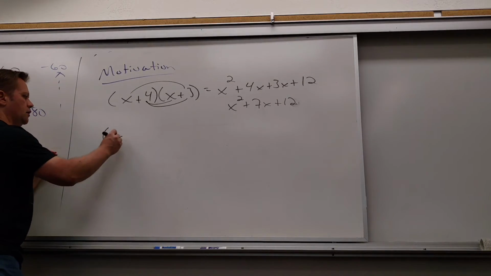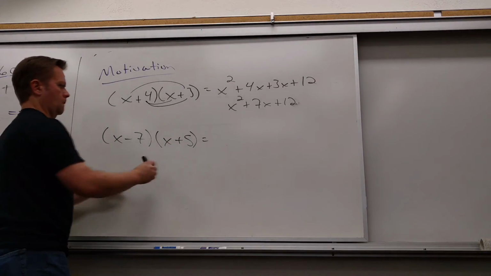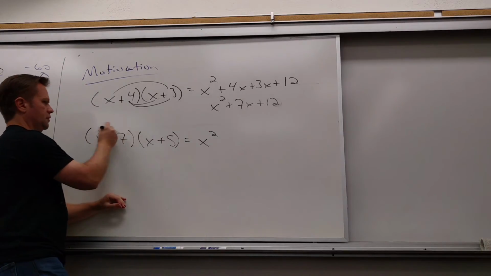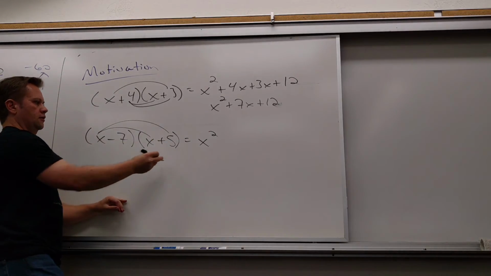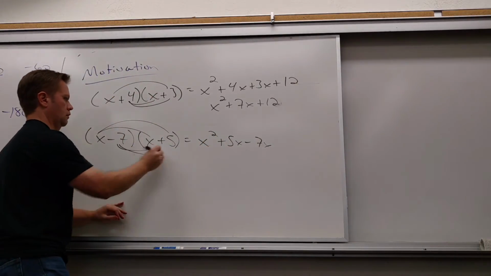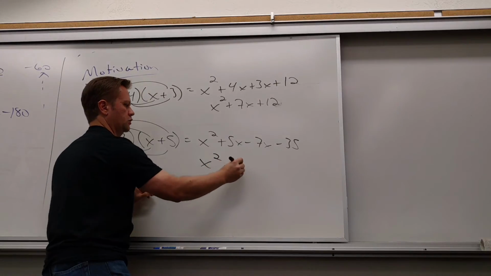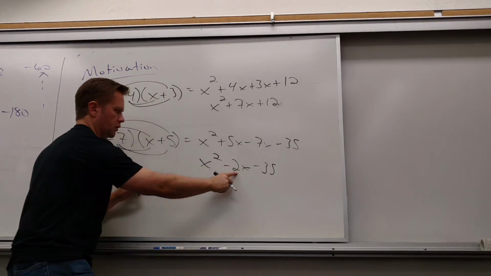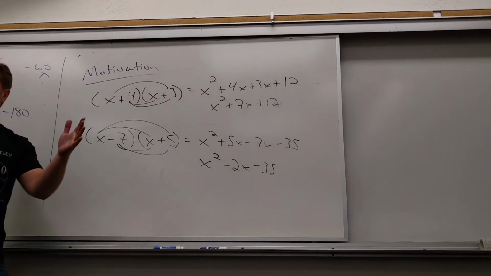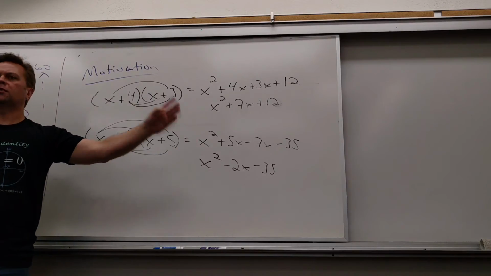So another problem. x minus 7 times x plus 5. I get x squared, then 5x, minus 7x, minus 35. So x squared minus 2x minus 35. Again, where did the negative 2 come from? Negative 7 and 5 added. Where did the negative 35 come from? Negative 7 and 5 multiplied.